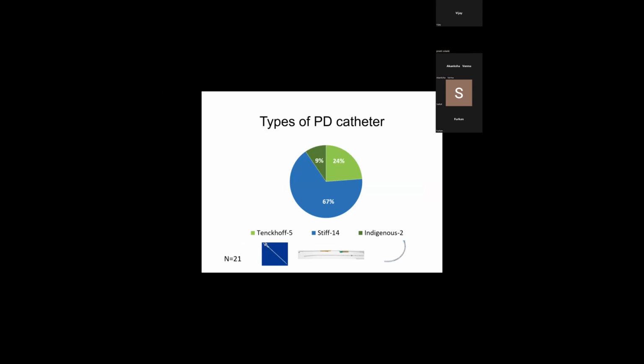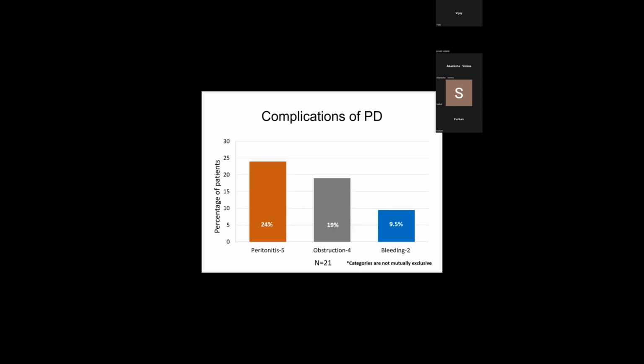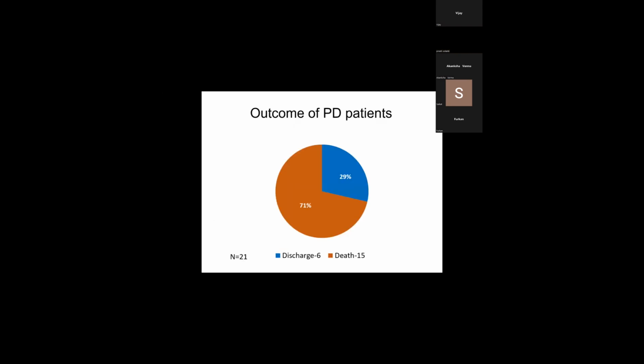We used STC catheter in 67% of patients, Tenckhoff catheter in 24% of patients, and endogenous catheter in 9% of patients. The most common complication of peritoneal dialysis was peritonitis, seen in 24% of patients, and obstruction was second, seen in 19% of patients, and bleeding was seen in 9.5% of patients. Among the patients, 71% succumbed to death because of the condition for which PD was started, and 29% were discharged.